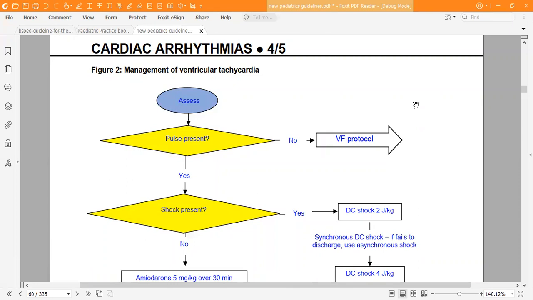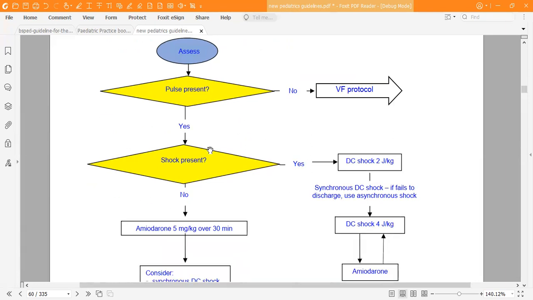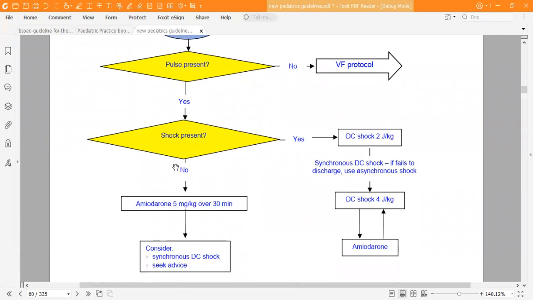First, you have to assess and check whether there's a pulse or not. If there's no pulse, that means he is shocked, so you have to follow the ventricular fibrillation protocol. If there is a pulse, you can feel a pulse, pulse present, yes, and he is shocked. Shock present, he is shocked. You have to go immediately to DC shock, 2 joules per kg.